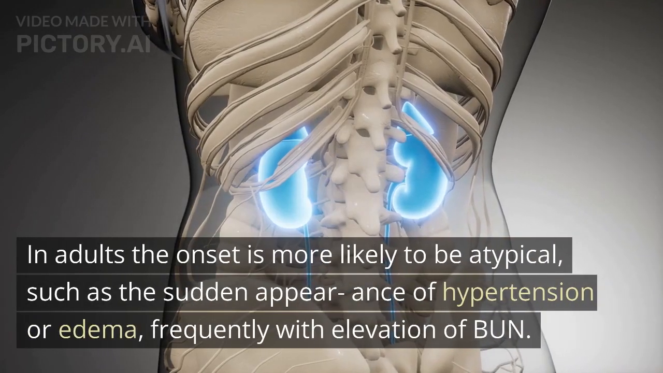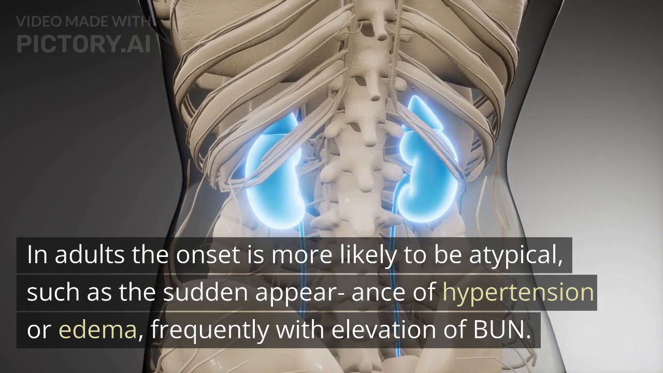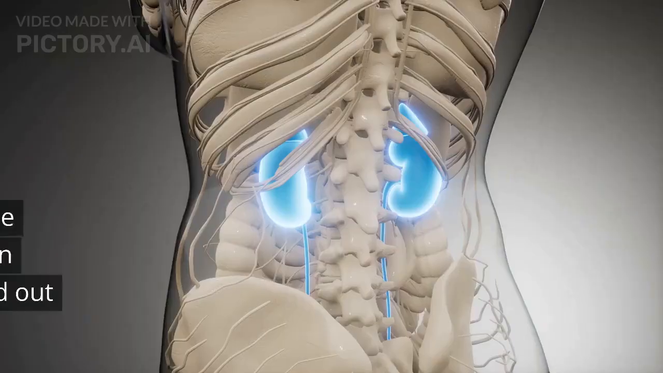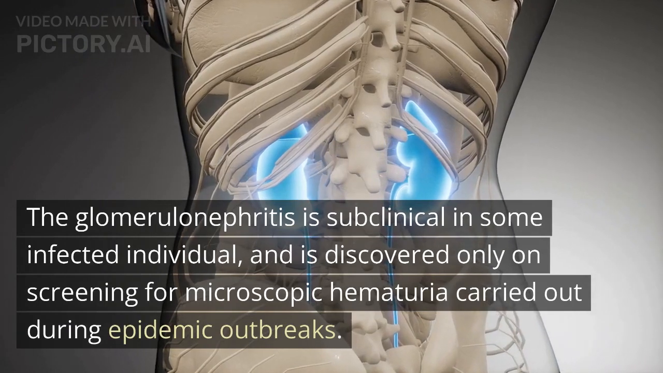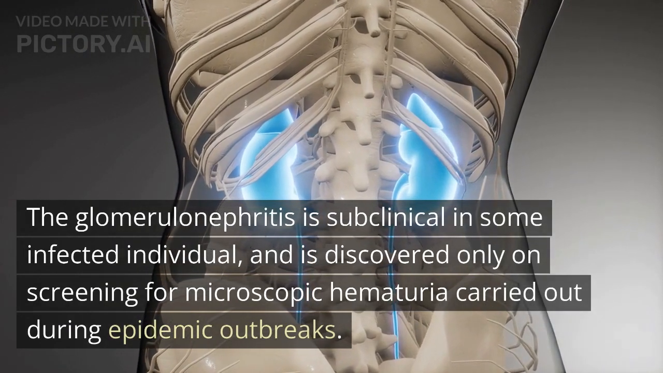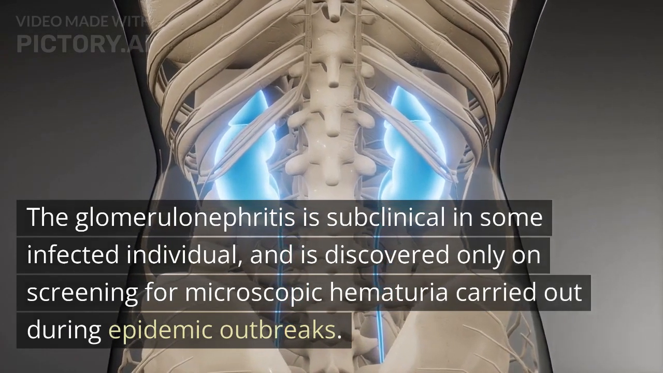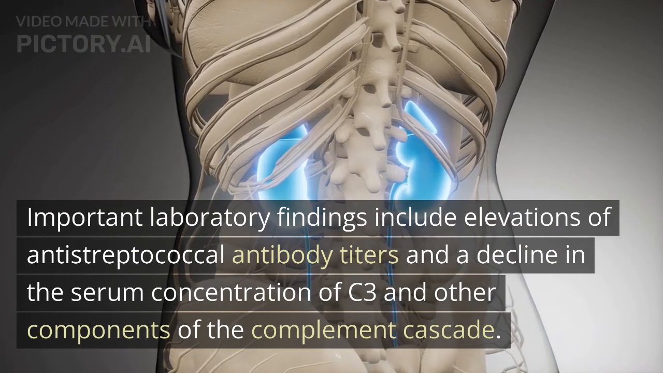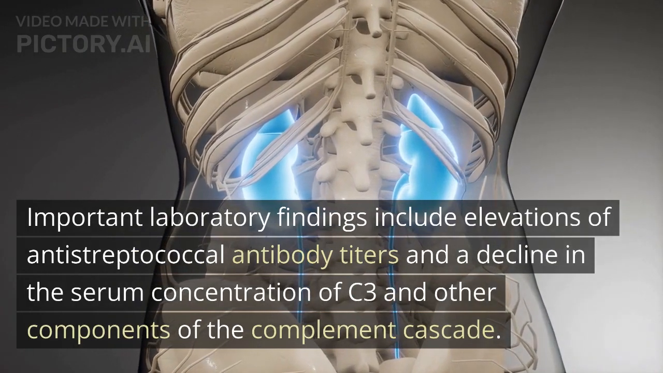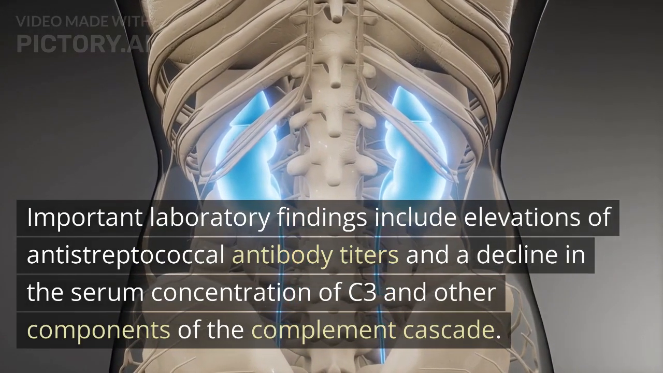In adults, the onset is more likely to be atypical, such as the sudden appearance of hypertension or edema, frequently with elevation of BUN. The glomerulonephritis is subclinical in some infected individuals, and is discovered only on screening for microscopic hematuria carried out during epidemic outbreaks. Important laboratory findings include elevations of antistreptococcal antibody titers and a decline in the serum concentration of C3 and other components of the complement cascade.